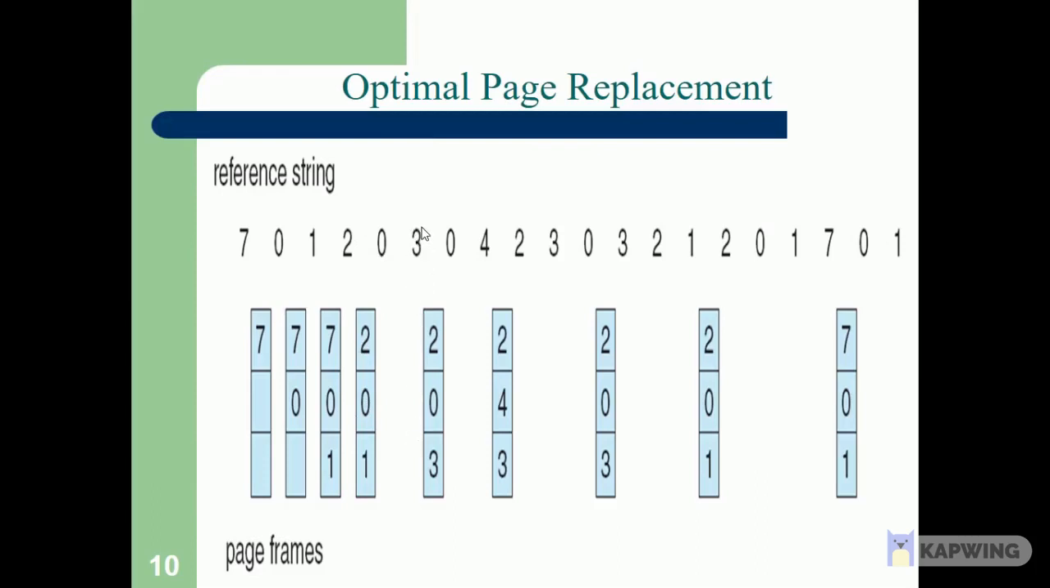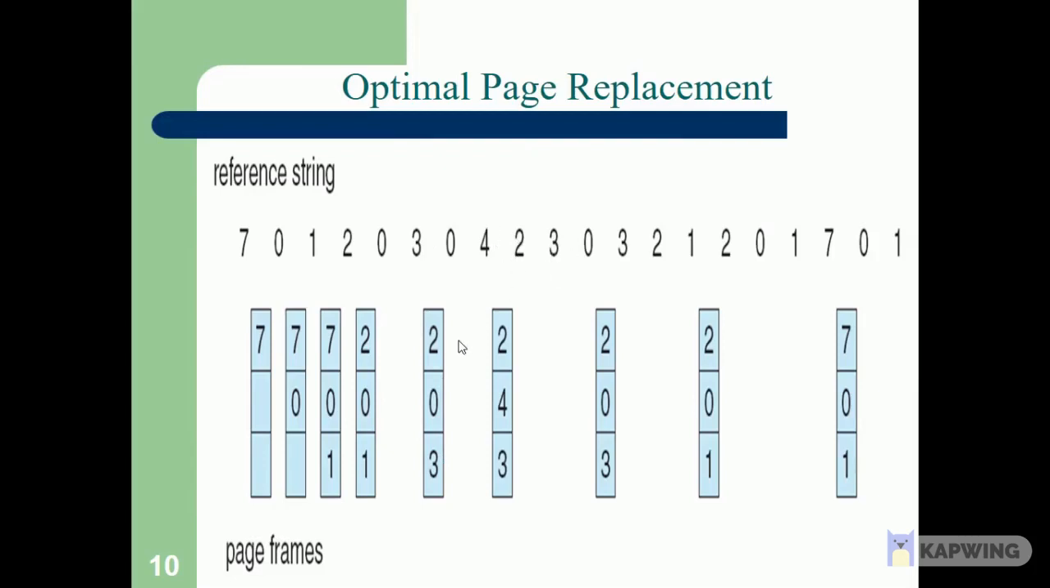Then next is 3. So 3 is not there in our frame, so a page fault occurs. So now from this one, 2 0 1, which page do we have to replace for 3? 0 comes immediately, so we cannot replace 0. Now remaining are 2 and 1. So here 2 comes here and 1 comes after 2 here.